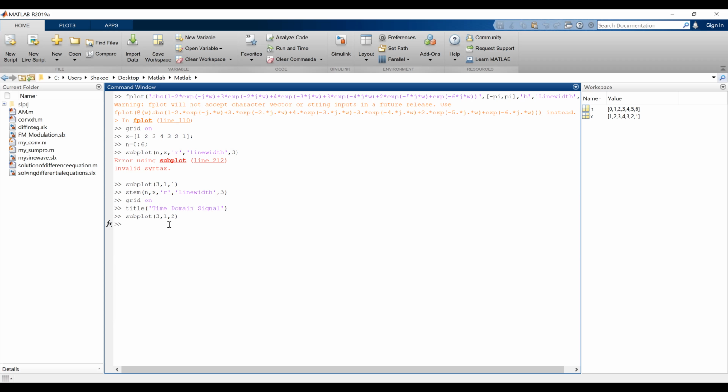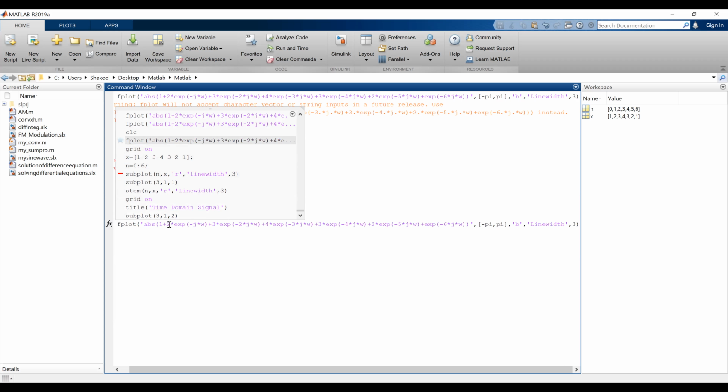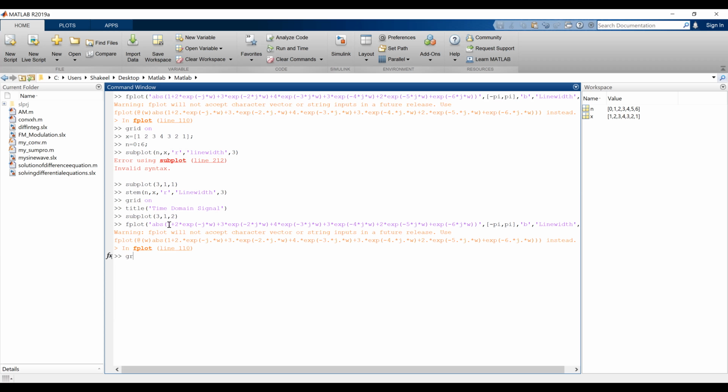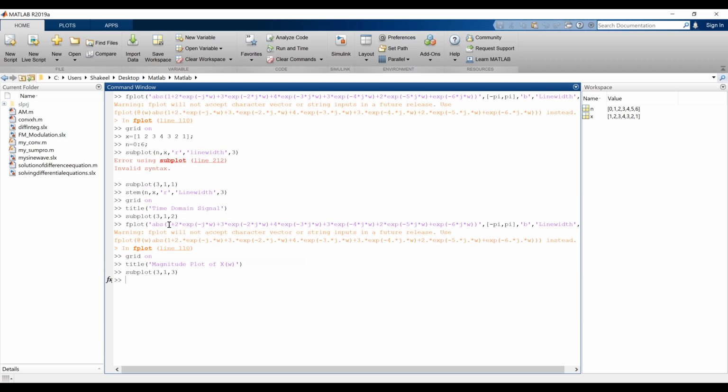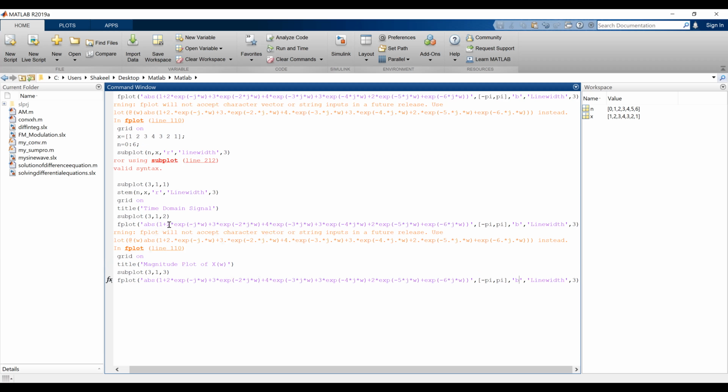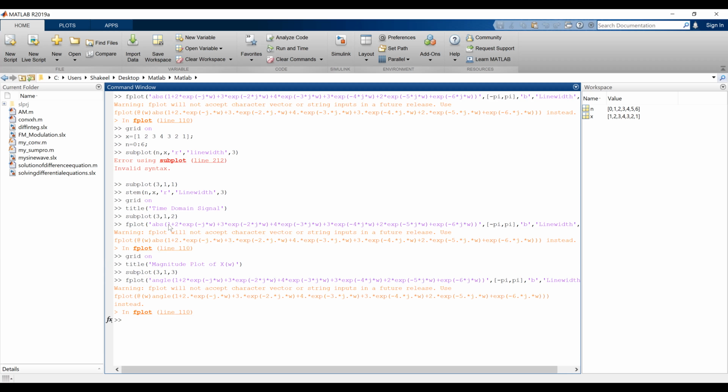The second plot will be on that window, and the third plot here. This is the magnitude plot. The phase plot also. The third plot will be phase. To plot the phase, we use MATLAB's inbuilt function, that's the angle. And then simply the phase.